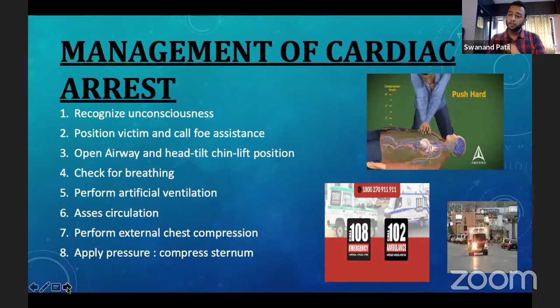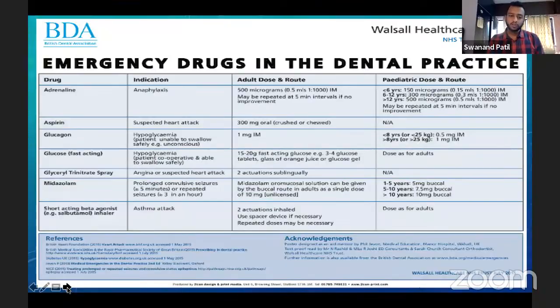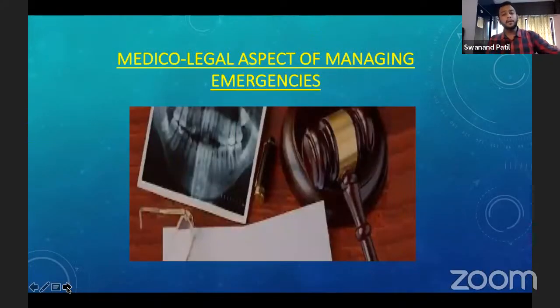The doctor should be equipped with the instruments as well as the techniques of CPR and calling for immediate medical assistance. This is a summary of the list that a doctor should have, that we have seen, the emergencies. The main part, medico-legal aspect. The doctor should practice in his own specialty itself.